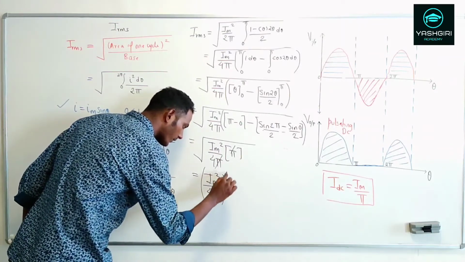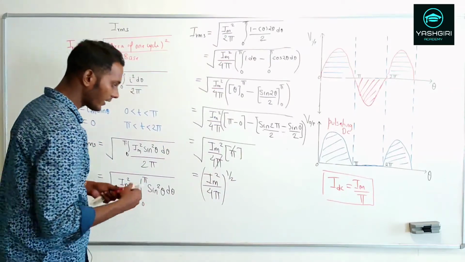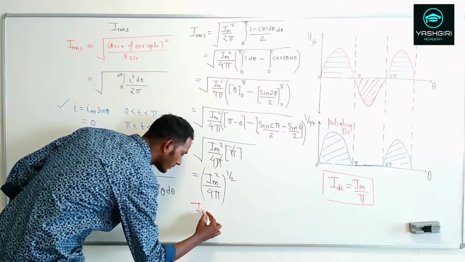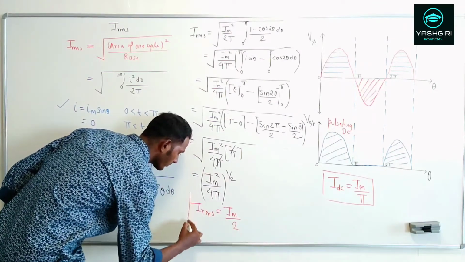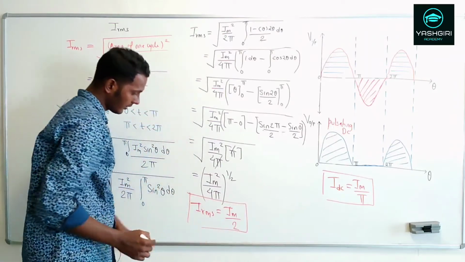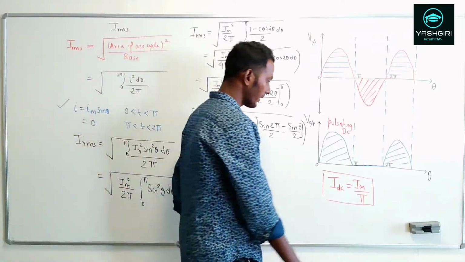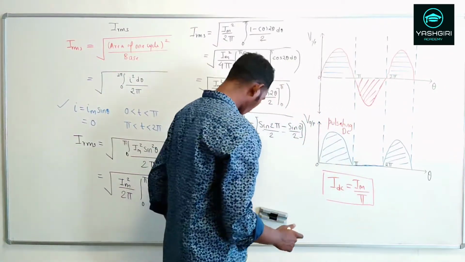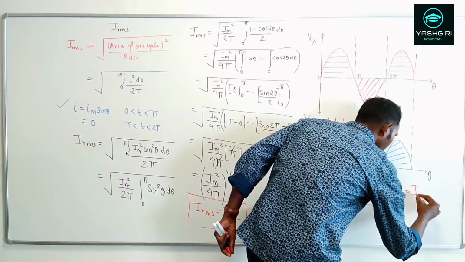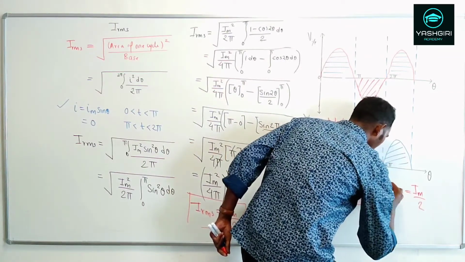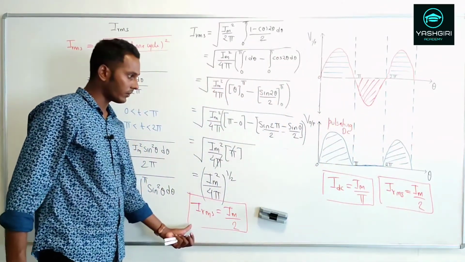This is the square root of that. So the same thing I can rewrite as IRMS is equal to Im upon 2. So what I got is, this time the IRMS is equal to Im upon 2. Let me rewrite this over here: IRMS is equal to Im upon 2. So that's one more equation which I have got for the IRMS value.